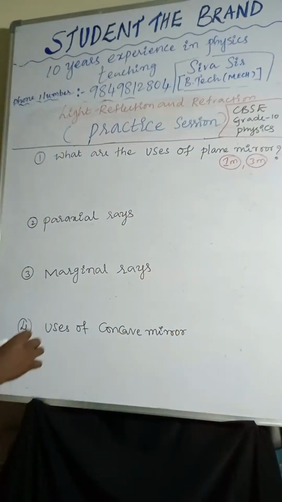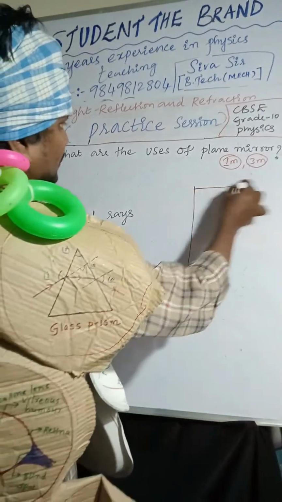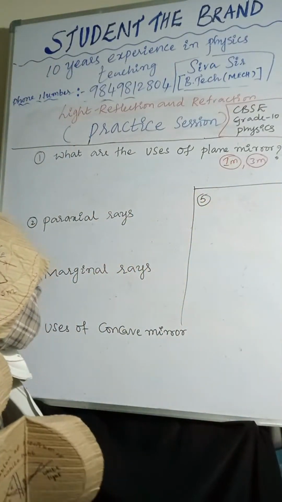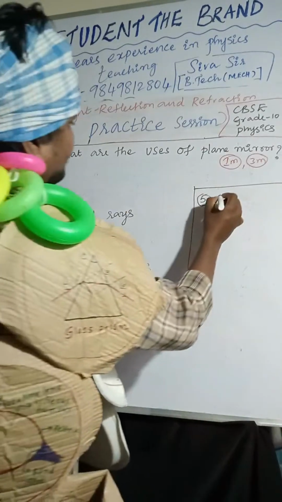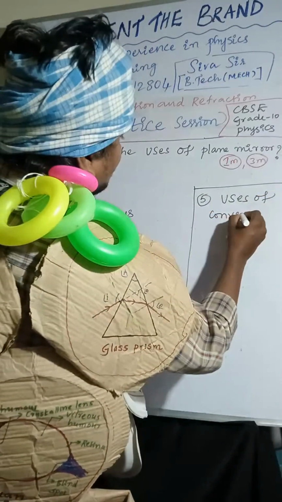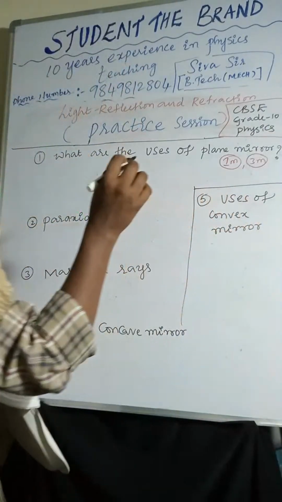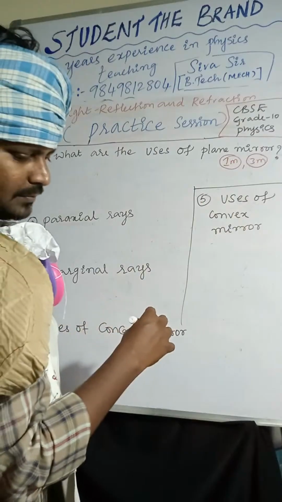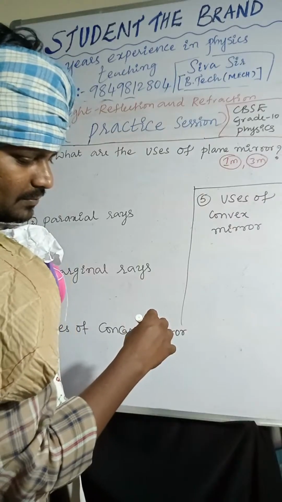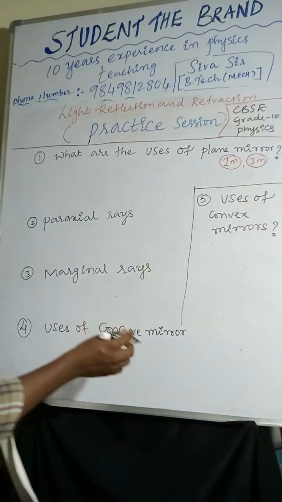And the fifth one, last one. So 5 questions, max I'll try to give 5 questions. And uses of convex mirror.